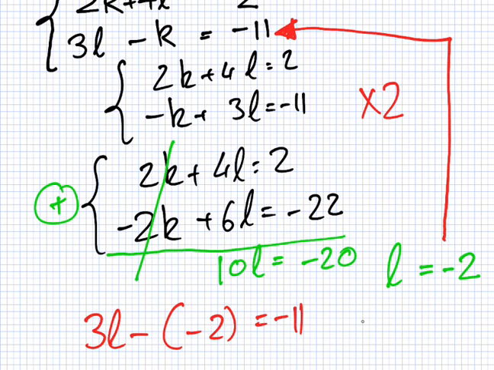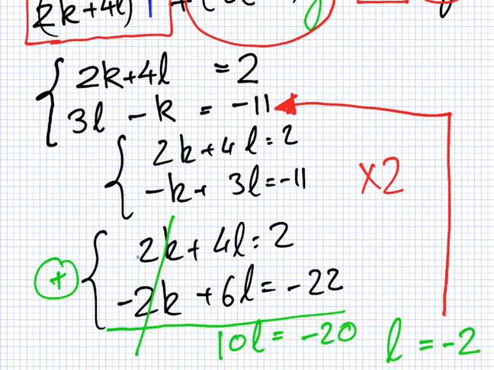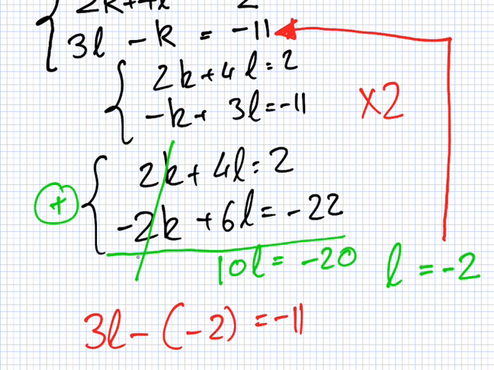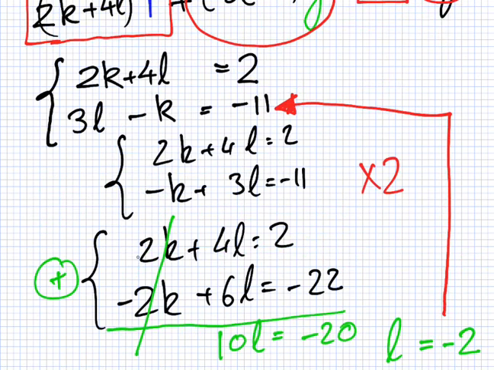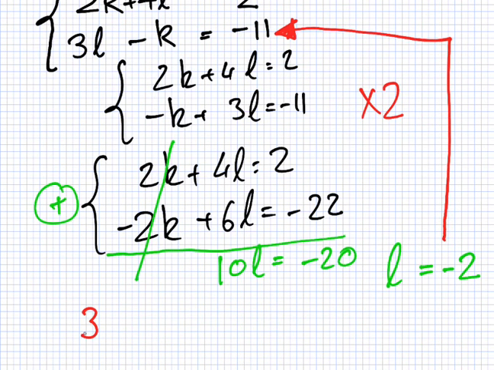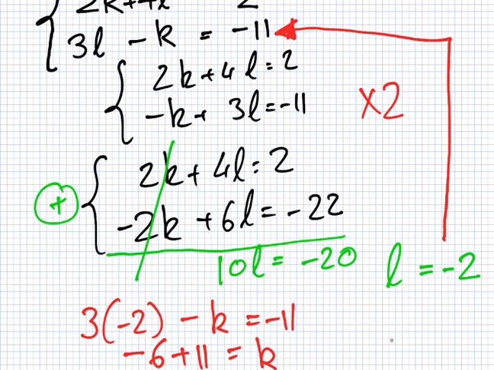Sorry, I said k, but I wrote l. I should replace the l, not the k. 3l minus k equals minus 11. So that means minus 6 plus 11 equals k. So then that means k equals 5. Now let's check the answer. Yeah, that's the answer then. So I found k now.